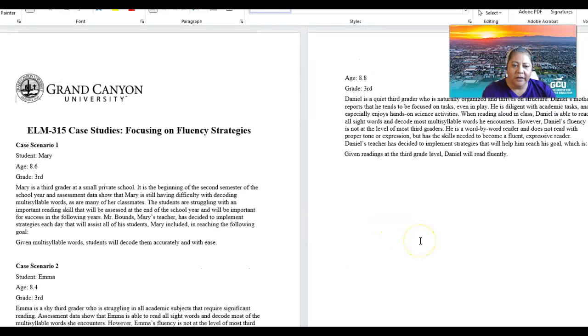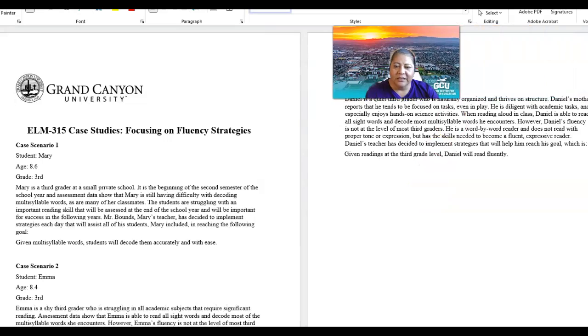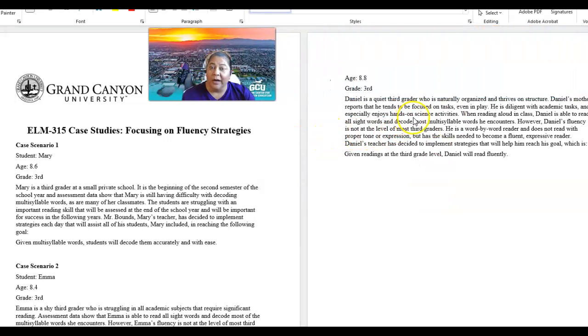And then our last one here, I love our little Daniel, because Daniel is a quiet third grader who is naturally organized and thrives on structure. Daniel's mother reports that he tends to be focused on tasks even in play. He is diligent with academic tasks and especially enjoys hands-on science activities. When reading aloud in class, Daniel is able to read all sight words and decode most multisyllabic words he encounters. So he has those skills just like Emma. Daniel is not shy like Emma, and Daniel is not lacking confidence like Emma.